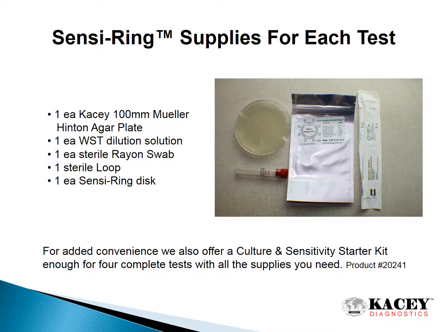SensiRing supplies for each test. 1 Kacey 100 mm Mueller-Hinton agar plate. Please note that these are larger than the normal Mueller-Hinton plates on the market. They are designed specifically for use with the SensiRing discs. 1 each WST dilution solution. 1 each sterile rayon swab and 1 each sterile loop. And finally, 1 each SensiRing disc in its sterile pouch.